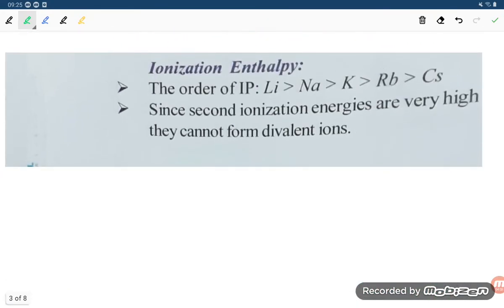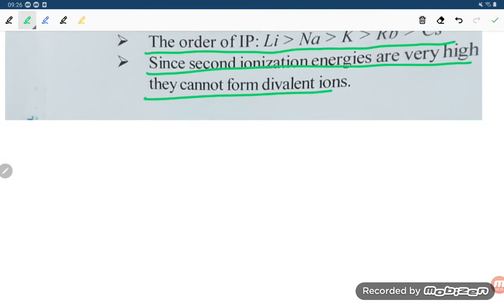Let us have ionization enthalpy. The order of ionization potentials is lithium highest, then sodium, potassium, rubidium, cesium. The second ionization enthalpies are very high, so they cannot form divalent ions.